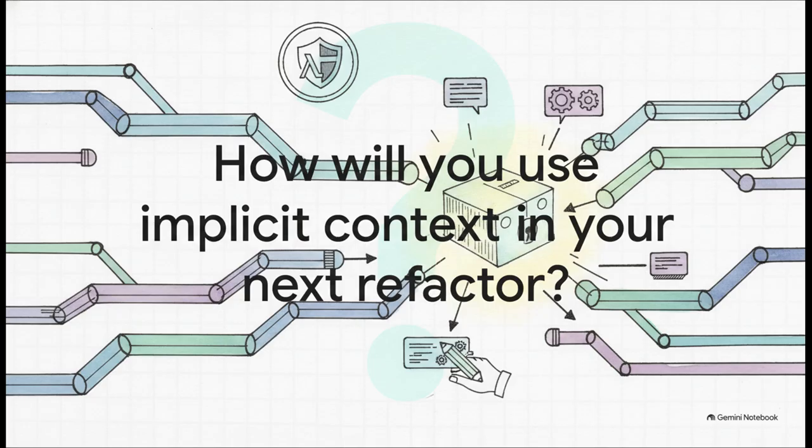So I'm going to leave you with this final thought. How will you apply isolated environments and implicit context management in your next code refactor? Are you finally going to clean up those messy pipelines? Take these patterns, play around with them, and really push the boundaries of your own architecture.